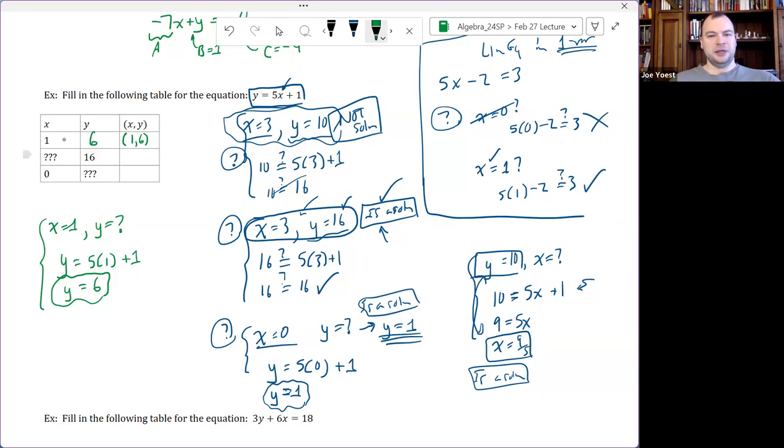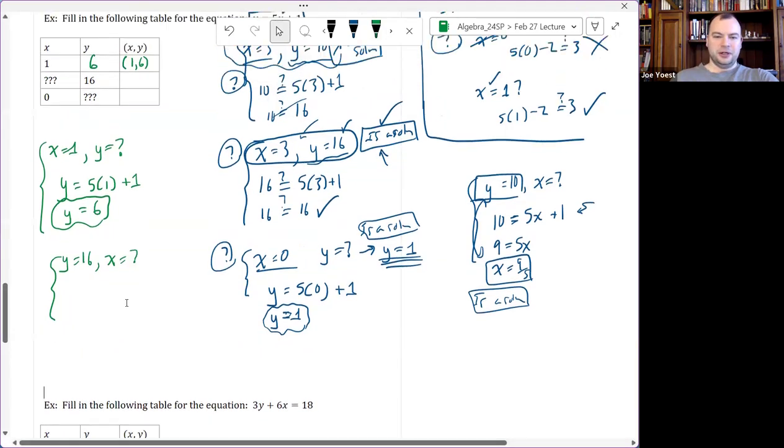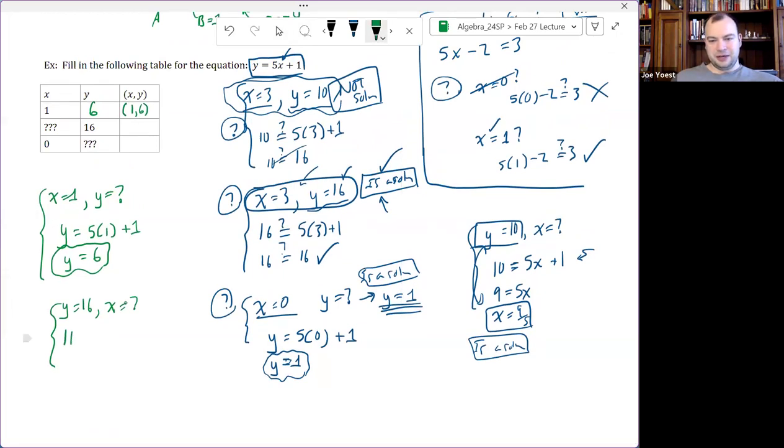Okay, different problem. If I want y equals 16, what value do I have to plug in for x to make this equals a true statement? Let me give myself a little more room here. If I want y to be 16, that means I have to have 16 equals 5x plus 1. This one requires a little bit more algebra to solve.